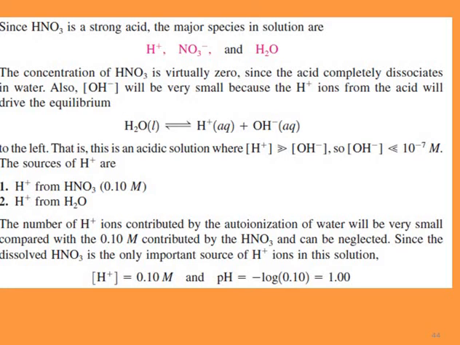Also, the hydroxide concentration will be very small because the proton ions from the acid will drive the equilibrium. As you see here, the proton concentration is much greater than the hydroxide concentration, so the hydroxide concentration is going to be very small. Now let's find the concentration of proton. It is 0.1 from nitric acid and 10 to the power of -7 from water, which is negligible compared to 0.1 from the acid. So the number of proton ions contributed by the ionization of water will be very small compared to the 0.1 mole per liter contributed by the nitric acid and can be neglected. Since the dissolved HNO3 is the only important source of proton ions in this concentration, we can say the proton concentration is 0.1 and the pH will be negative log 0.1, which is 1.